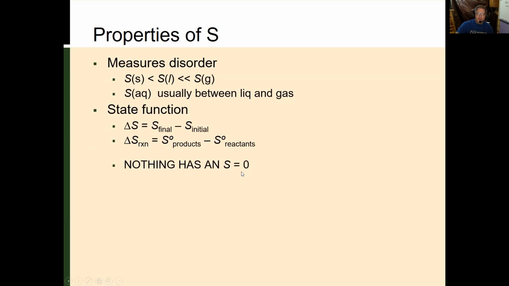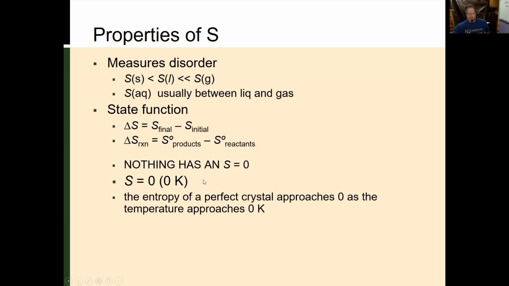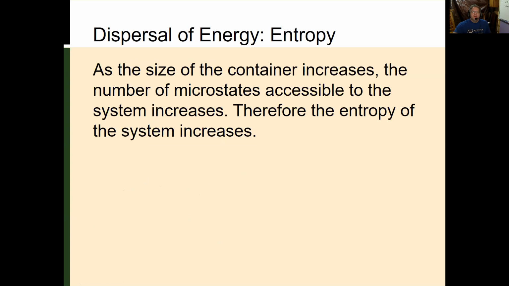Okay, nothing has an S of 0. Well, actually, S equals 0 at 0 Kelvin for a perfect crystal. That's actually the third law of thermodynamics. Okay, and as temperature increases, the entropy is going to increase. Now I know in the lab we are assuming that delta S is going to be constant. Remember, that is delta S for a reaction and not S. And it does change a little bit, but it's not significant change in the lab we're doing this week.